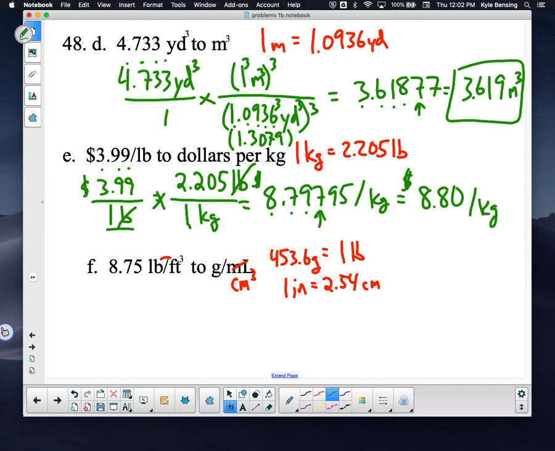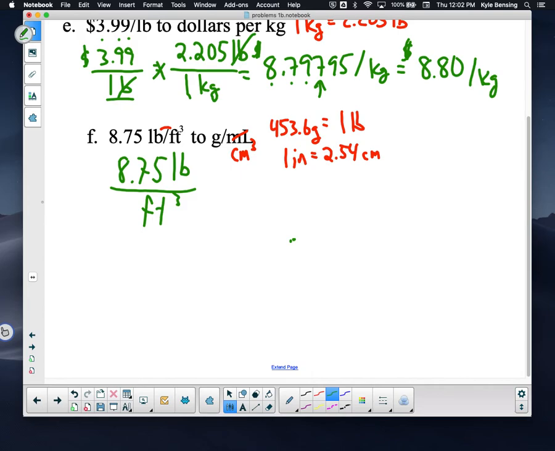Again, we have a ratio. 8.75 pounds on top over cubic feet on the bottom. Okay, I switched this one to cubic centimeters and the grams per cubic centimeter. This is a density. Notice I have 453.6 grams equals 1 pound and 1 inch. I need some more room here, hang on. There we go. 1 inch equals 2.54 cubic centimeters. So we're going to do a couple of things here.